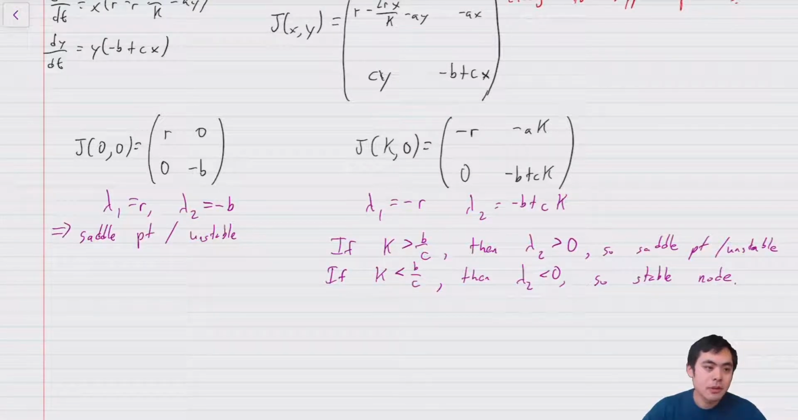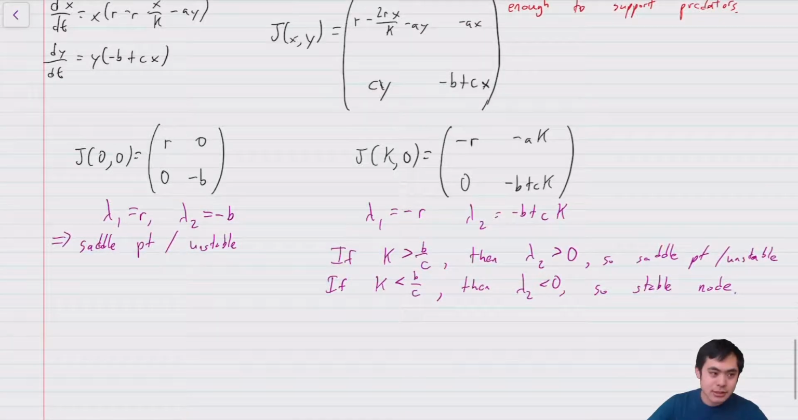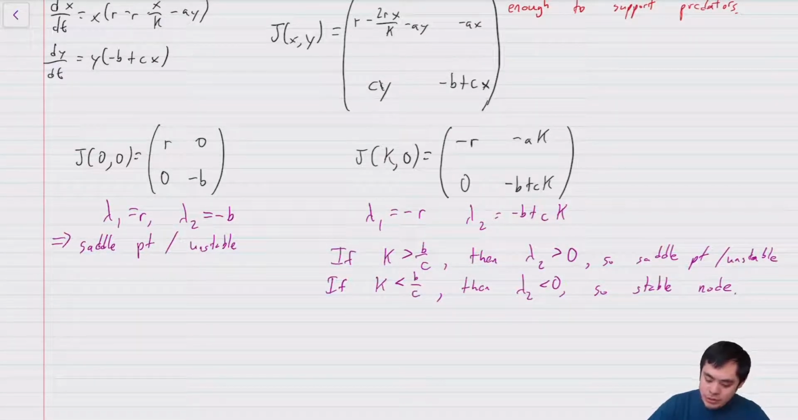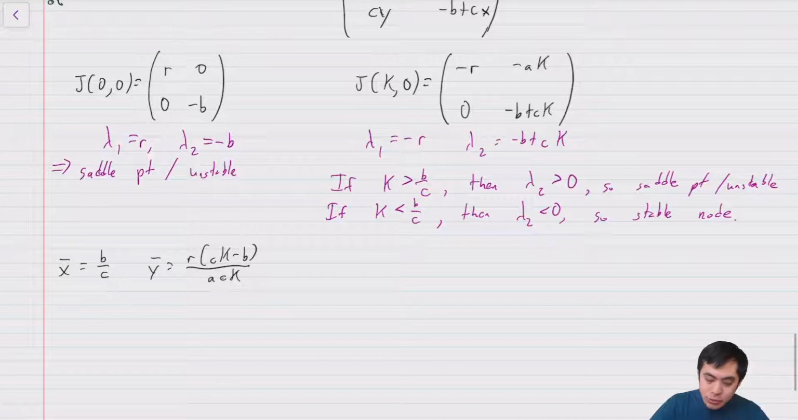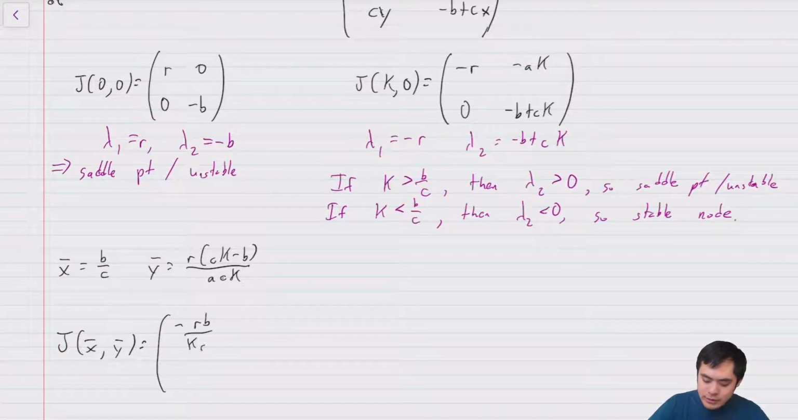Okay, so now let's take a look at the third case. In the third case, we had x bar equal to b over c, and y bar equal to r times (c k minus b) over a c k. When you plug those values into the Jacobian, you get minus r b over k c, minus a b over c, and r times (c k minus b) over a k, and 0.